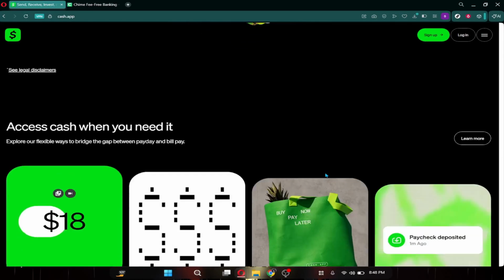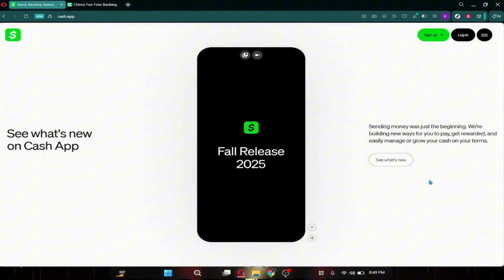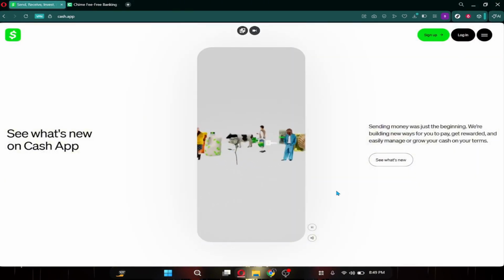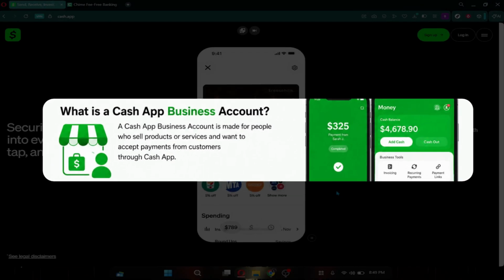A Cash App personal account is designed for everyday users who want to send money to friends, receive payments, use a Cash App card, and manage simple transactions. A Cash App business account, on the other hand, is made for people who sell products or services and want to accept payments from customers through Cash App.